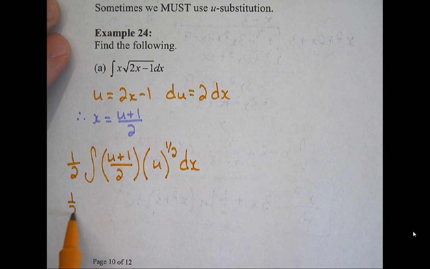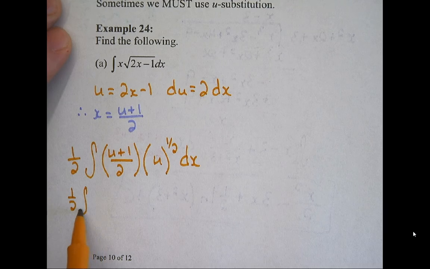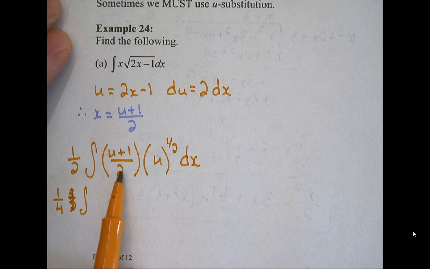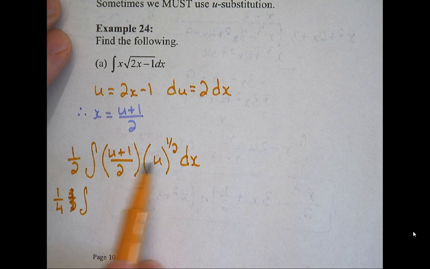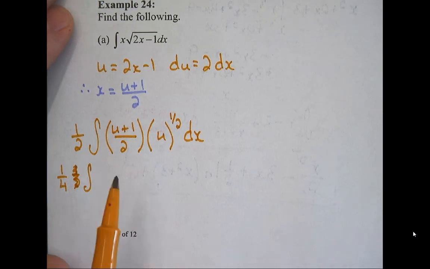So I have 1/2 times the integral of, actually, you know what? I'm going to change this to 1/4. Where am I getting 1/4? See that constant? That's also a constant. Now it's connected to this too because it's multiplied. So I'm going to take that 1/2 out front altogether.